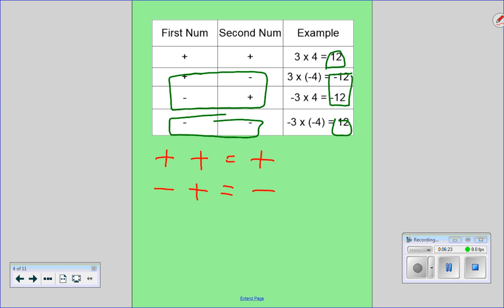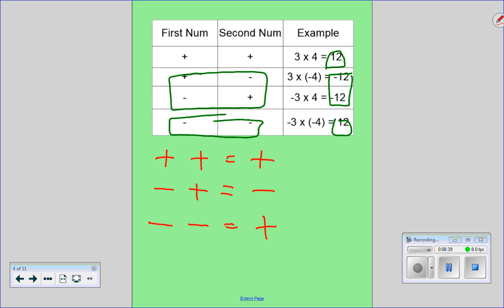It doesn't matter what order they're in. If you just have a positive and a negative, your answer is always going to be negative. And if I'm going to multiply two negative signs, guess what? It's a positive. So this is a picture format of what you just wrote in your notebook. So if you don't need it, fine. If you'd rather have the words, fine.